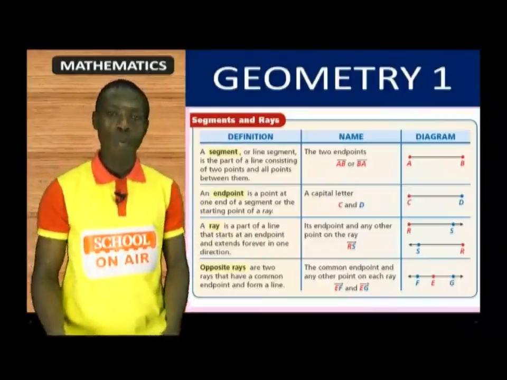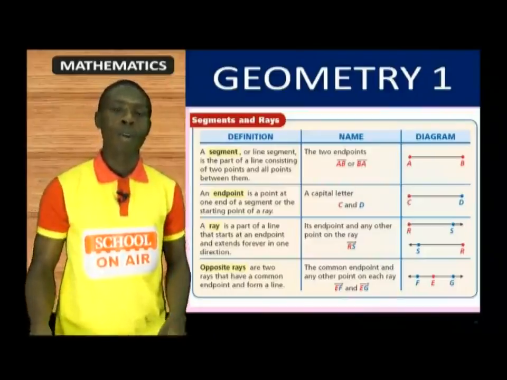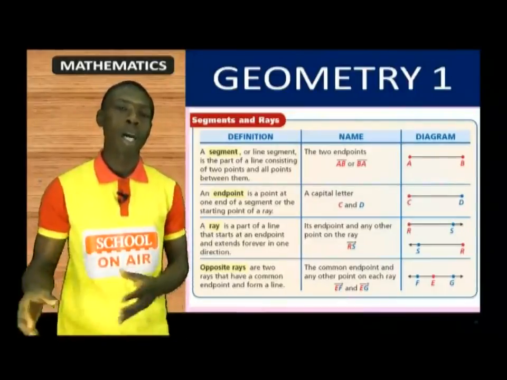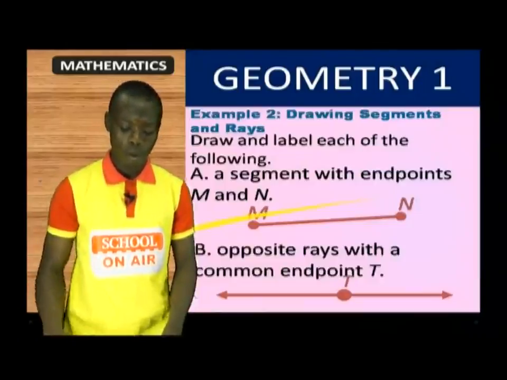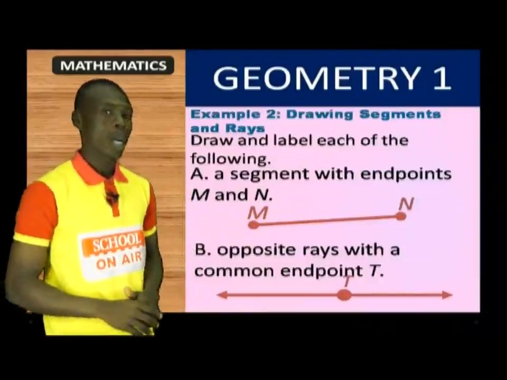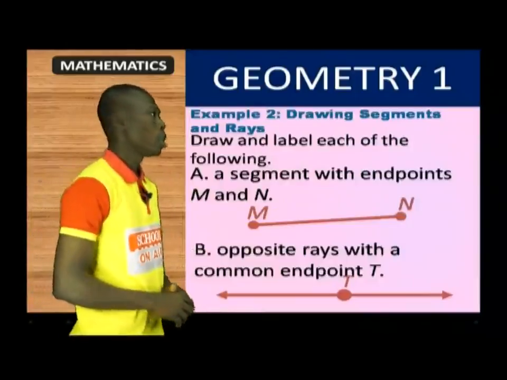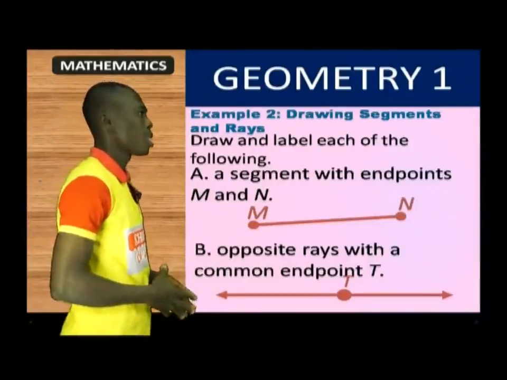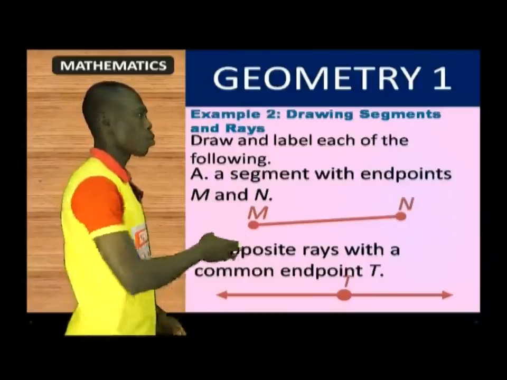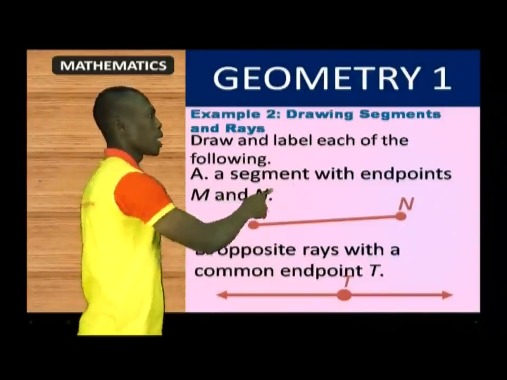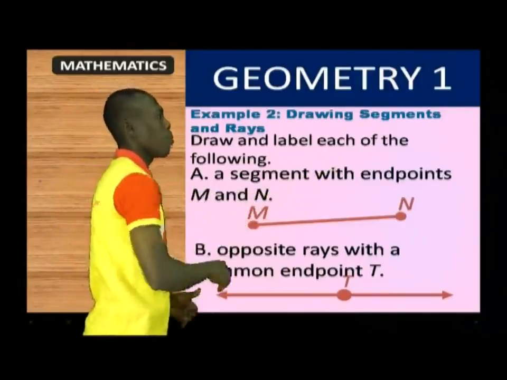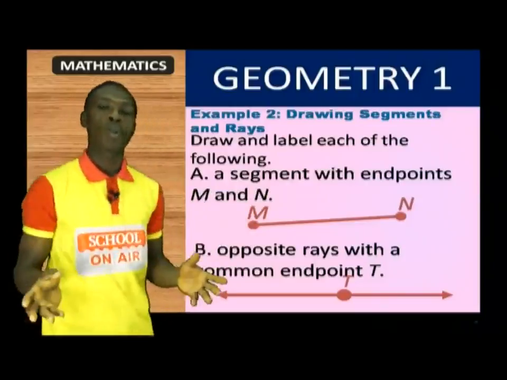All right, let's move on and take some further examples on how to identify and name segments and the rest of them. We have an example of drawing segments and rays. This question says we should draw and label each of the following: a segment with endpoints M and N. So that's the way the question is.